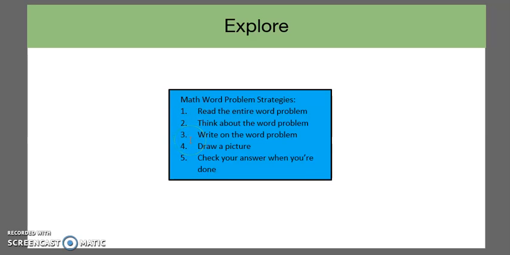The third strategy is write on the word problem. This is looking at key vocabulary words, numbers, any information that will be helpful in developing a plan to arrive at our solution. The fourth strategy is draw a picture. Sometimes drawing a picture may help. Drawing a table, developing an equation or mathematical process might be very helpful in arriving at the solution.